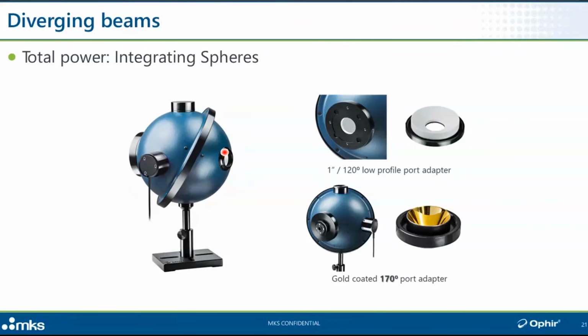Here there's a built-in power sensor, fully calibrated as a system. These things generally come with all kinds of accessories. Some of them are automatically included, and then there's a whole bunch of other accessories that are optional depending on the configuration you're going to need to work at. So here you have a 120-degree acceptance angle port adapter. We have one model of integrating sphere that has a specially designed gold-coated cone that gives the sphere a 170-degree, you heard me right, a 170-degree acceptance angle.